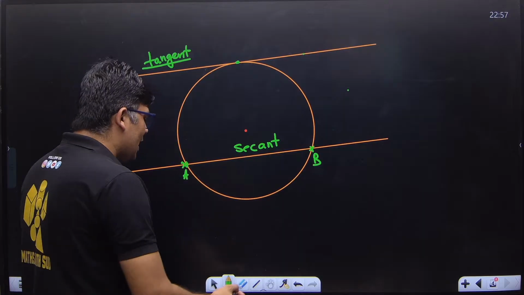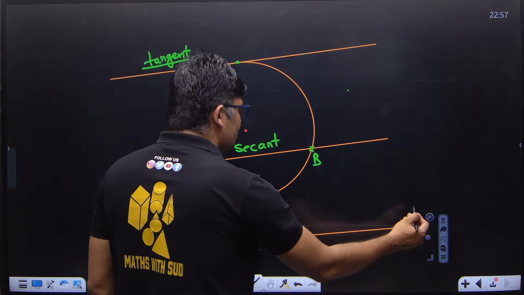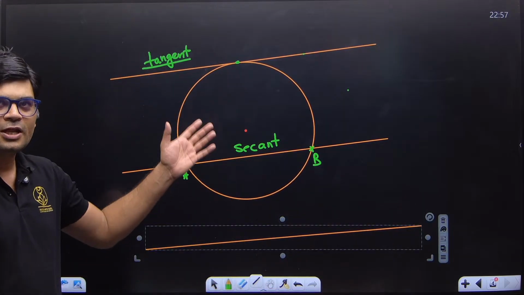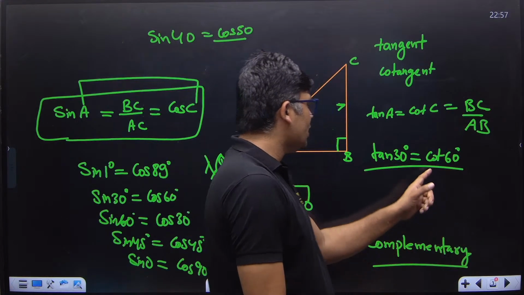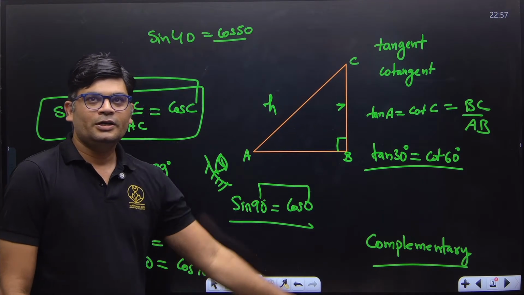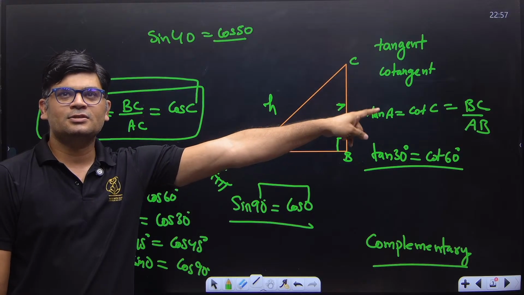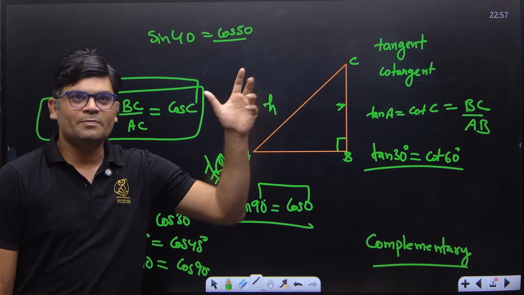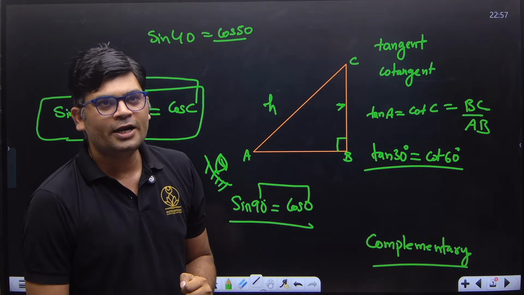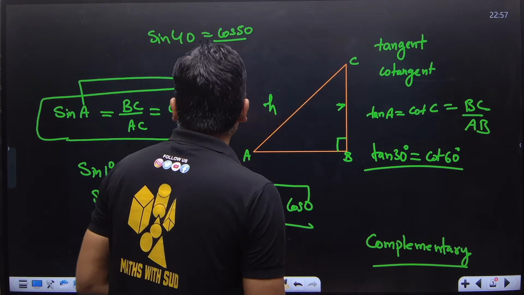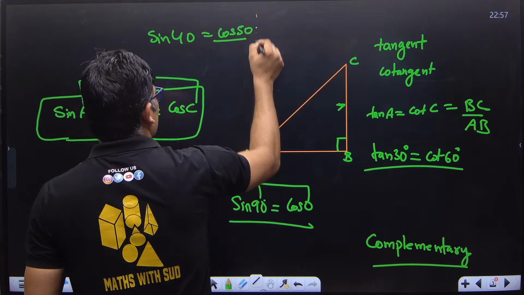Then there can be a line which does not touch the circle, so it is outside. So there are three kinds of lines in a circle. So we are talking about this tangent now. Tangent, tan A, that is equal to cot C, that means complementary angles. Cotangent, co means complementary. All right. Then there are two more trigonometric ratios.